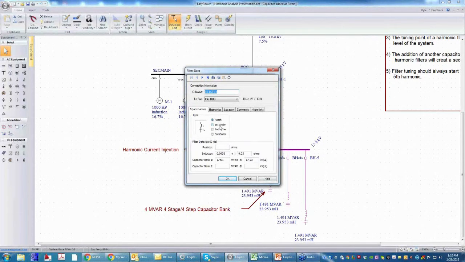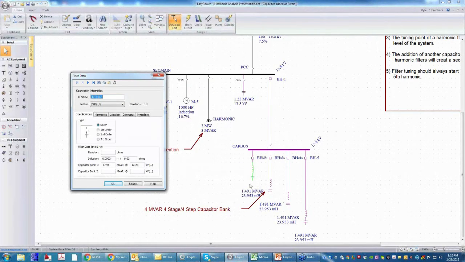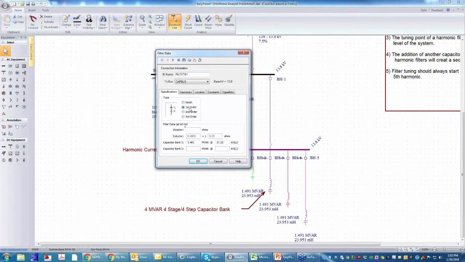The only ones I've seen in the last 20 years are the notch filter, which you see here, which is also shown in the diagram here. And a first order filter, I've never seen an application of a first order filter, so I wouldn't think that you'll get too involved with that type of filter. The second order filter, which is a high pass filter, is a very common filter. So between the filters that are available in EasyPower, the notch filter and the second order filter, or also the high pass filter, are the most common types of filters.